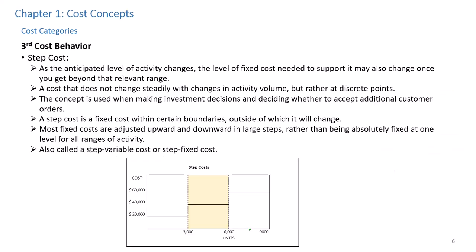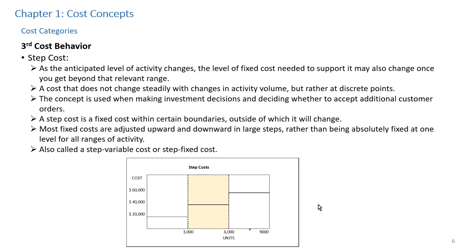Another type of cost described in the behavior category is the step cost. For step cost, as the anticipated level of activity changes, the level of fixed cost needed to support it may also change once you get beyond the relevant range. Most cost adjustments, upward or downward, will occur in large steps instead of taking place incrementally.